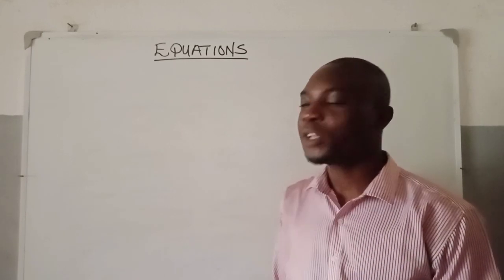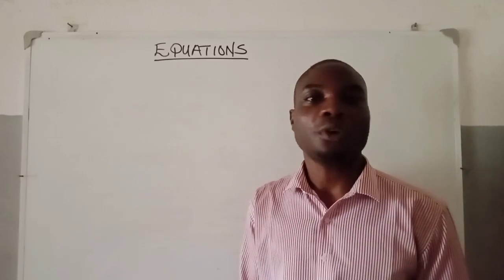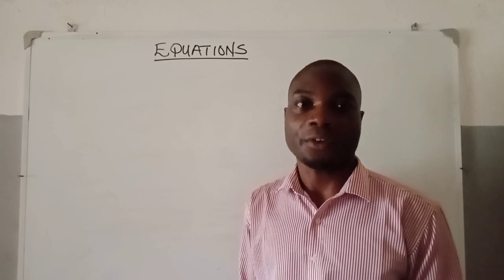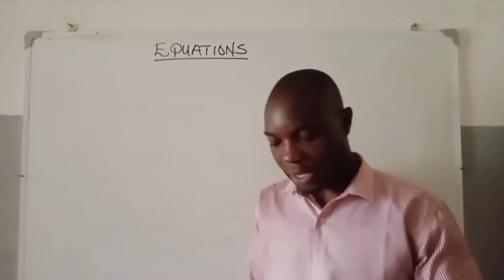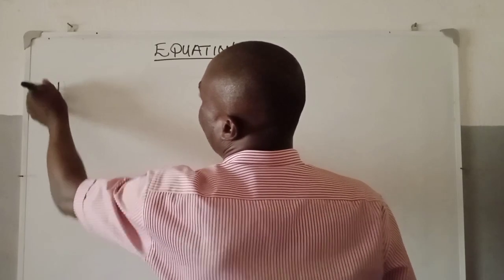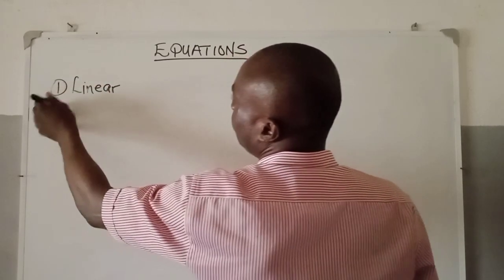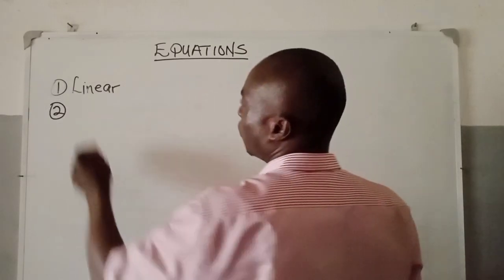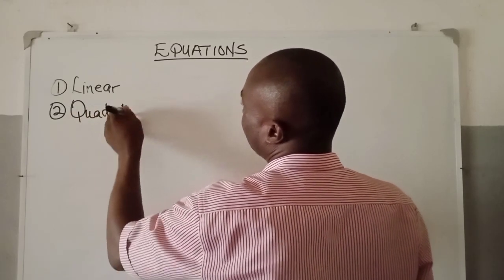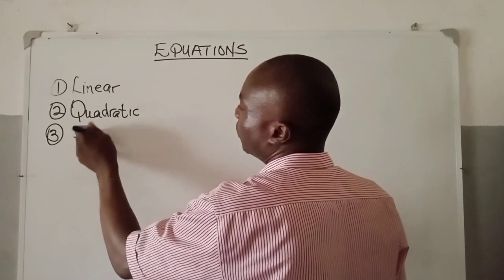All right. So an equation can be defined as a mathematical statement that consists of two algebraic expressions being separated by an equality sign. We have different types of equations. Number one, we have the linear equation. Number two, we have the quadratic equation. And number three, we have the simultaneous equation.